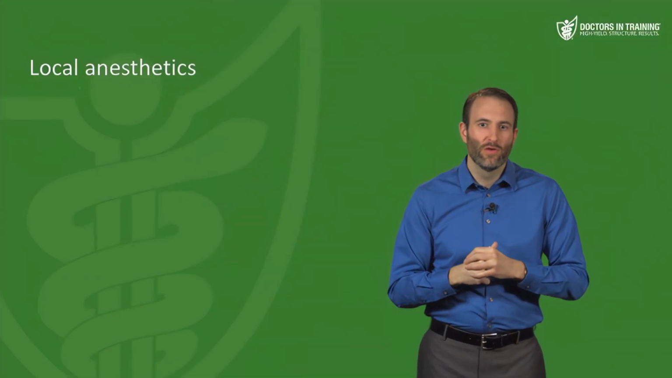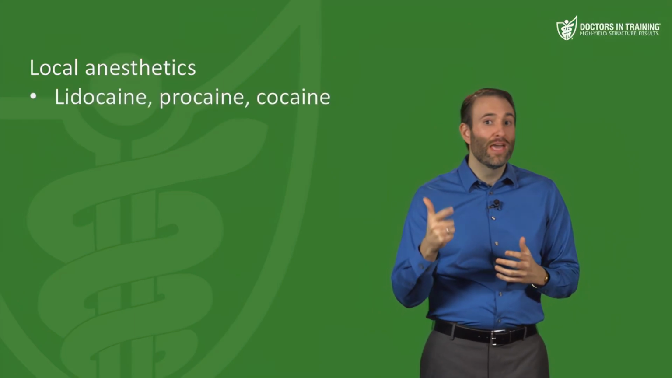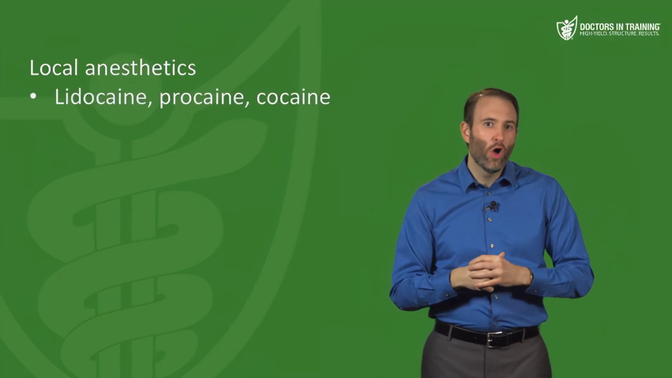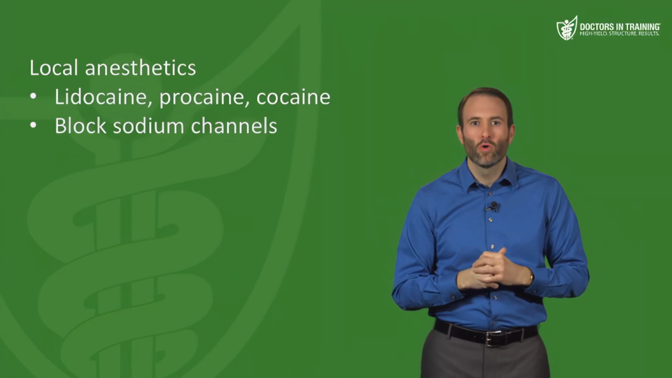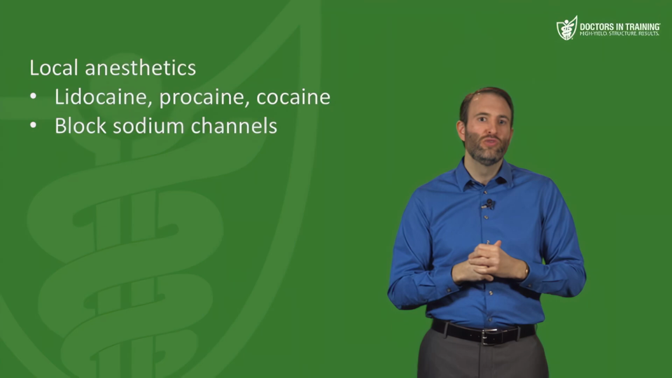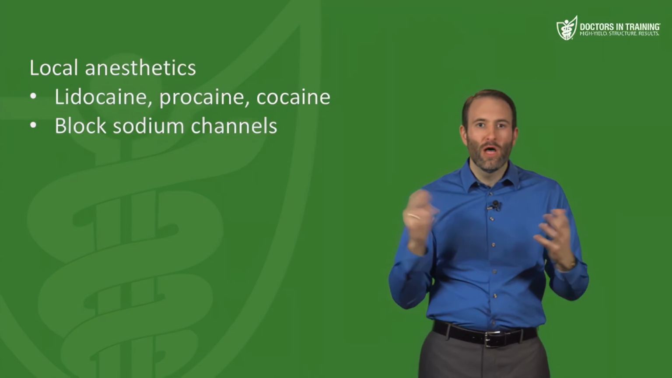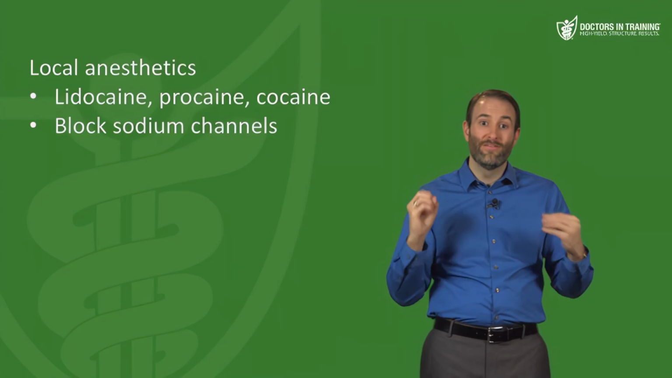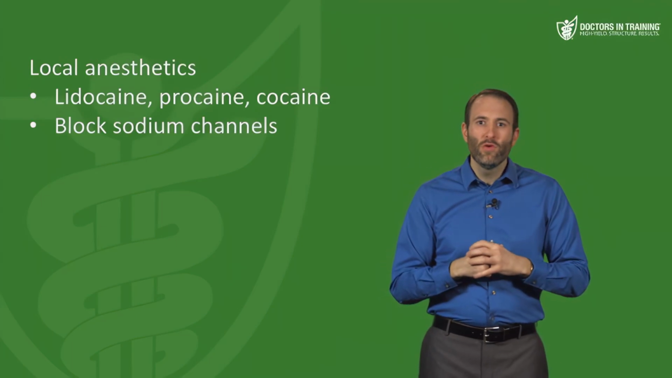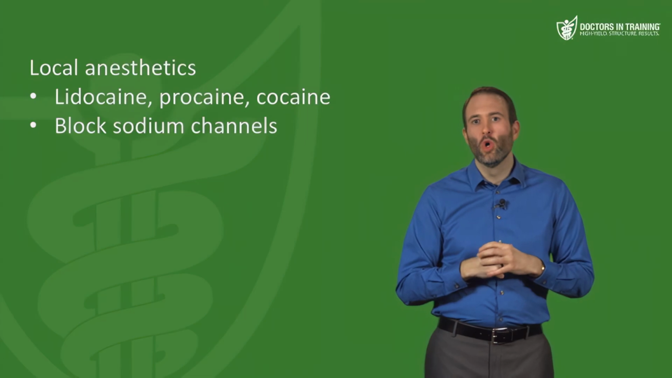So local anesthetics, whether it's things like lidocaine, procaine, even cocaine, they all work by blocking sodium channels. Sodium channels are the workhorses of the neurons, allowing them to depolarize and fire. Blocking these channels impedes the ability of neurons to reach their threshold and then fire off. But there are a few important concepts to understand about local anesthetics.